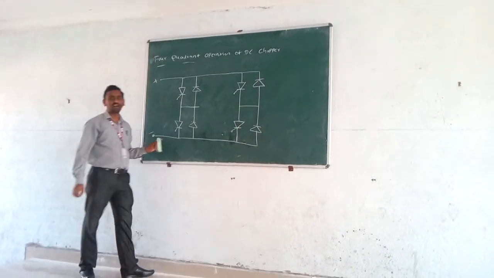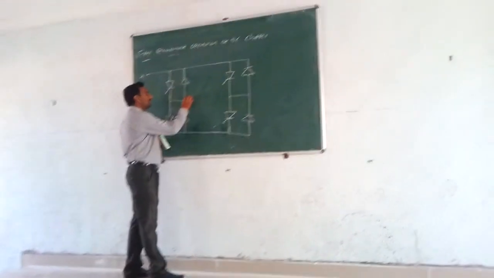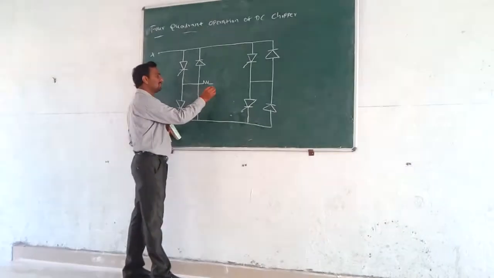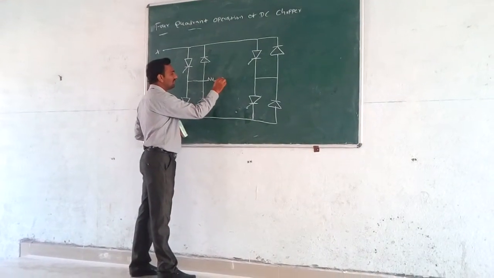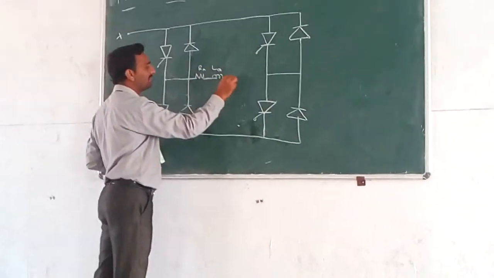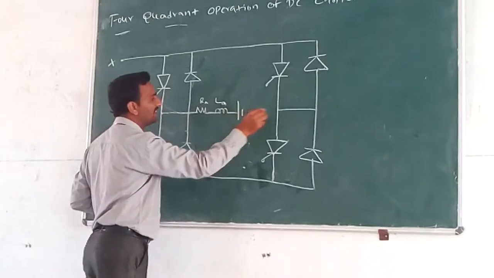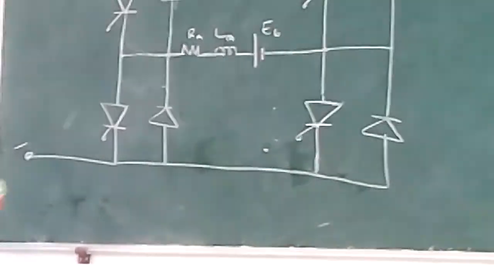DC motor is represented by RA, armature resistance, and armature inductance, LA, and back EMF of the motor, EB.